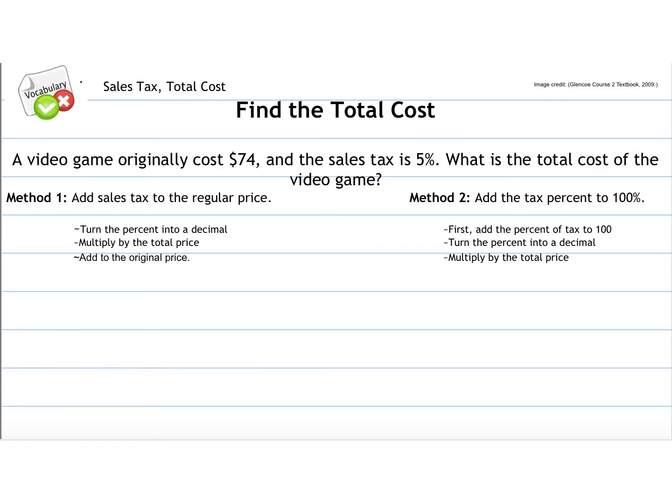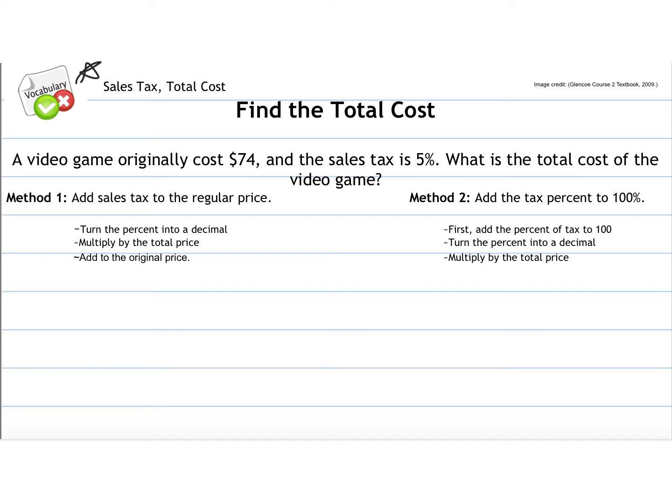We have some vocab up here that we need to learn or know. The first word is sales tax. This is extra money that is added on to purchases. And then the total cost is how much you are paying after the sales tax has been added. So the original price plus the sales tax. So we're going to be looking at finding the total cost today, which means finding out the sales tax and adding that onto the original price.